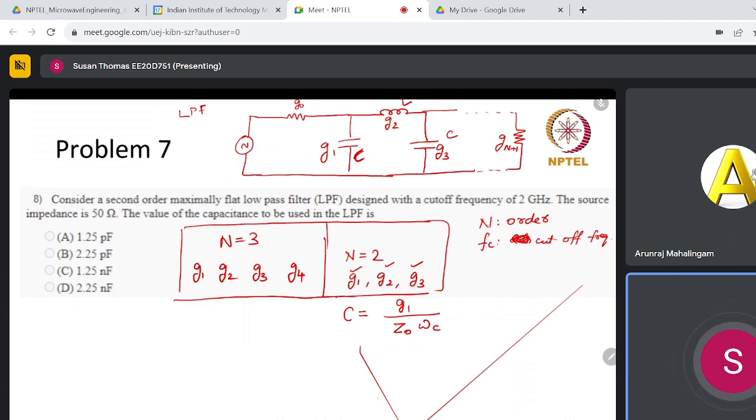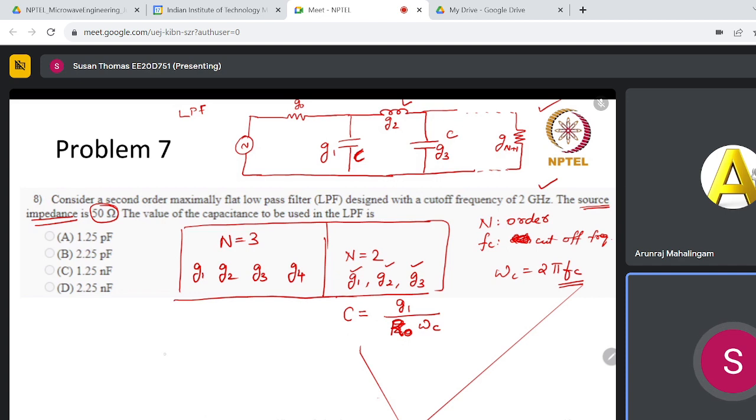Okay, Z0, or we can call it R0 also. So this R0 or Z0 is the source impedance, which is 50 ohm here. So the value of G1 divided by R0 into omega C. Omega C is nothing but 2 pi Fc, where Fc is the cutoff frequency given in the question. Okay, so this is how we calculate the value of capacitance in case of a low pass filter in this configuration.